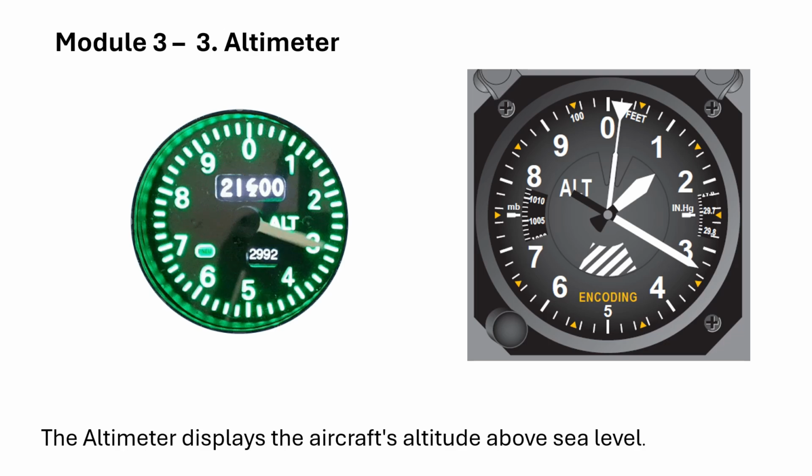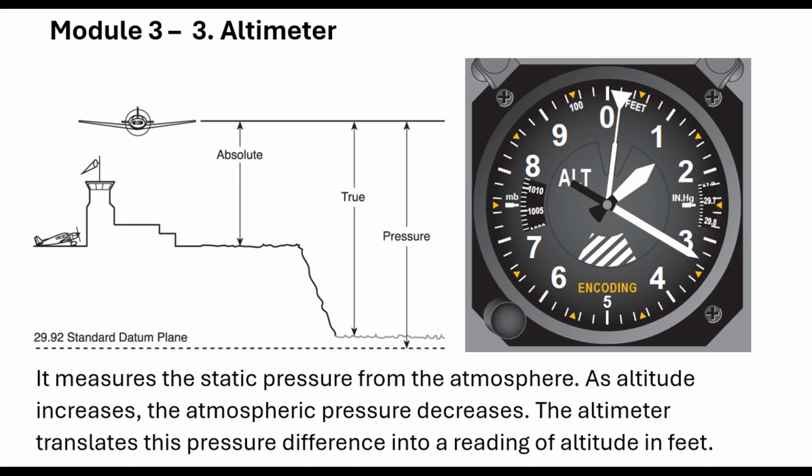3. Altimeter. The altimeter displays the aircraft's altitude above sea level. It measures the static pressure from the atmosphere. As altitude increases, the atmospheric pressure decreases. The altimeter translates this pressure difference into a reading of altitude in feet.